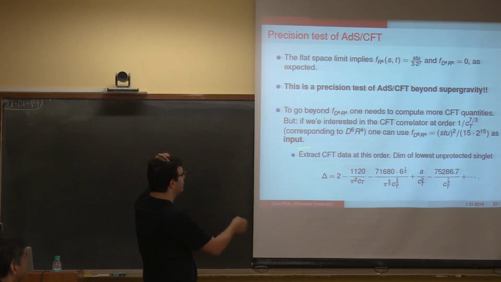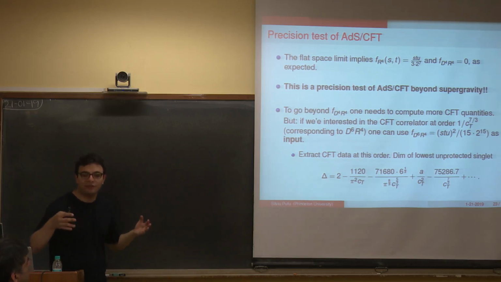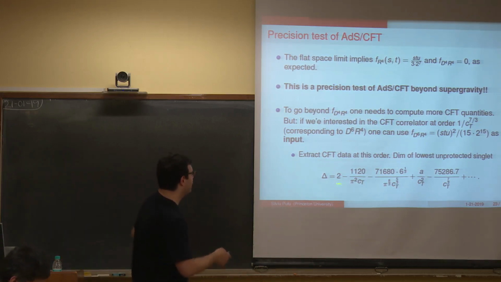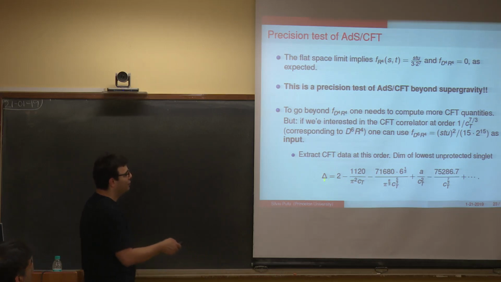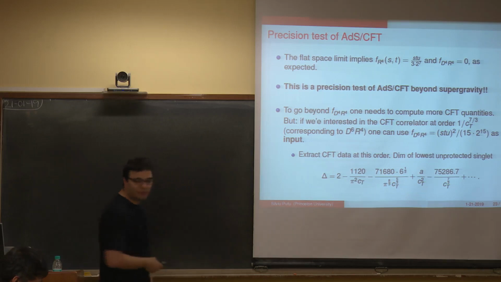So we can just use this as input. And then once you have that CFT correlator, you can extract anything you want from it, any piece of CFT data that you want. This is an example of that. We can extract the dimension of the lowest unprotected operator up to order 1 over CT to the 7/3. And it sort of looks like this.